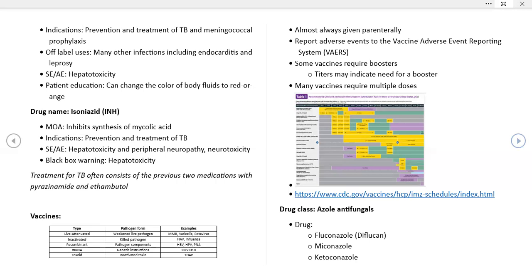Now, I want to clarify one more time. Patients who have active TB are treated with 4 medications, rifampin, INH, pyrazinamide, and ethambutol. Patients that were exposed to TB but are getting prophylactic treatment, meaning they are not yet symptomatic, are only treated with rifampin and INH. Let's talk about INH. This is another hepatotoxic medication. It's also neurotoxic, and it could cause peripheral neuropathy. It has a black box warning for that hepatotoxicity. So that finishes up our section on antibiotics.